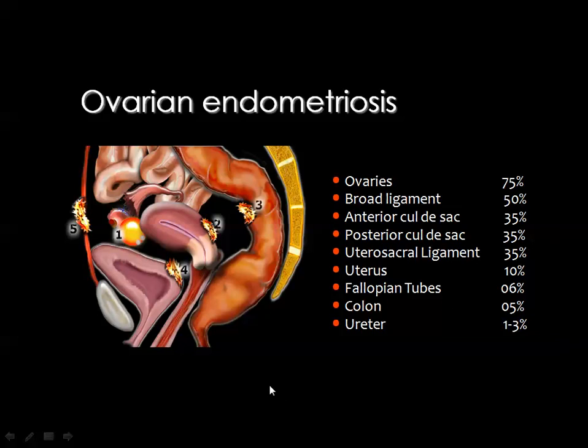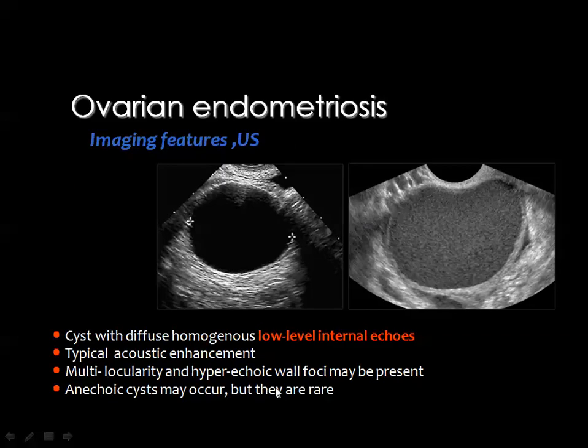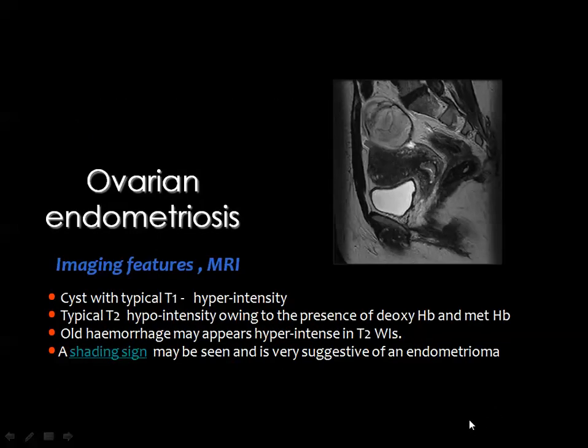Frequently, the endometriotic cyst will appear like this by MRI and by ultrasound. This is the simple cyst, which is anechoic with posterior acoustic enhancement. But the endometriotic cyst containing blood will appear with internal echoes, as you can see, with no posterior acoustic enhancement.